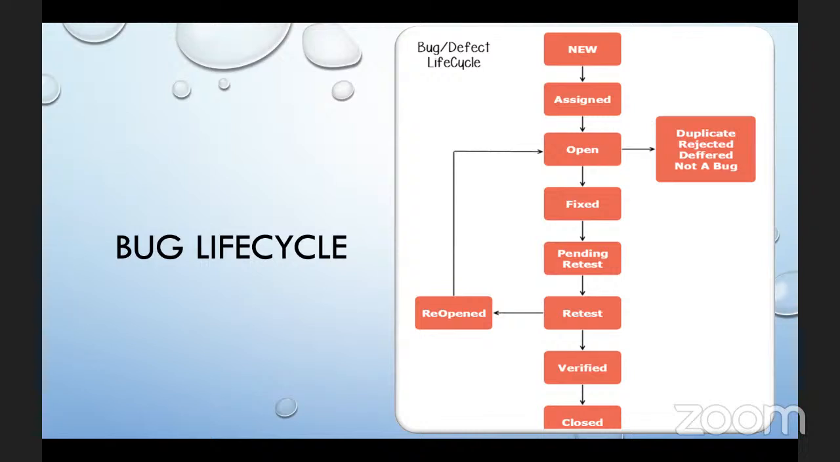And then we have the not a bug at all. Sometimes it could be that this feature is really what the stakeholder said they wanted to see. So it's not a bug, it's part of the feature, and that's okay, right? But when it gets open, the flow here is that the next step is fixed.